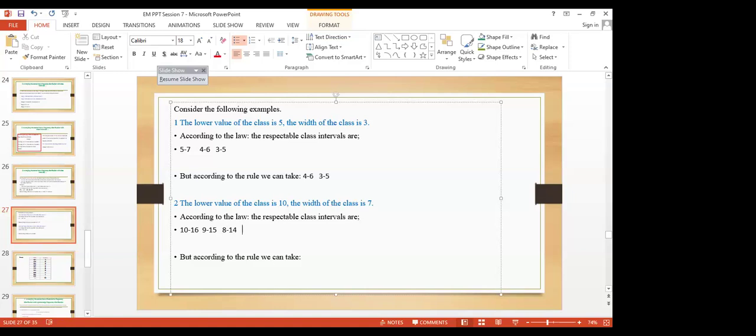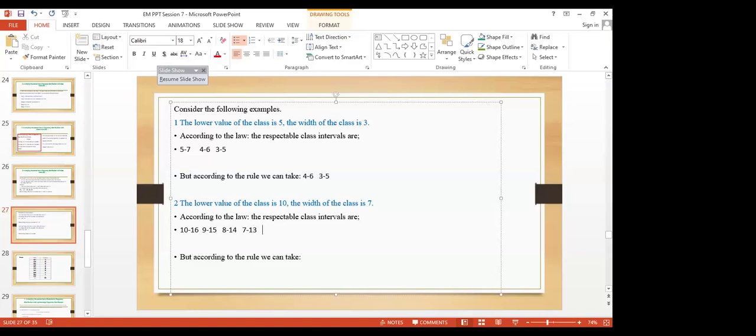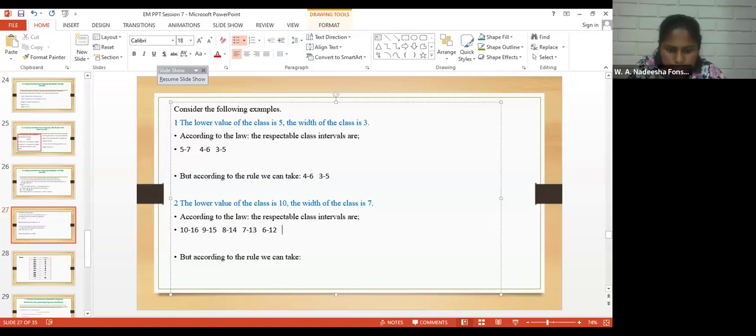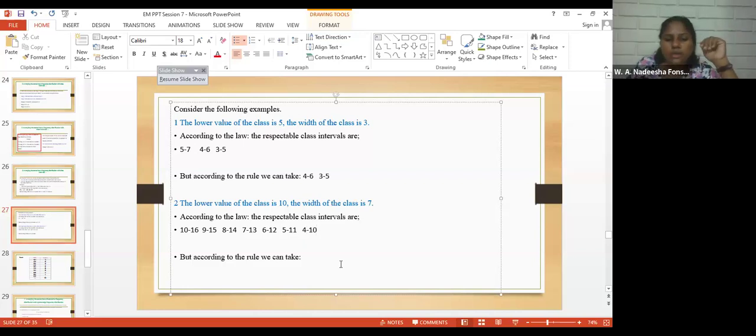7 to 13. There are so many. 7 to 13. Then 6 to 12. Then 5 to 11. Last one, 4 to 10. Yes, very good. Thank you, Miss. 4 to 10. Now, what are the considerable class intervals according to the rule?